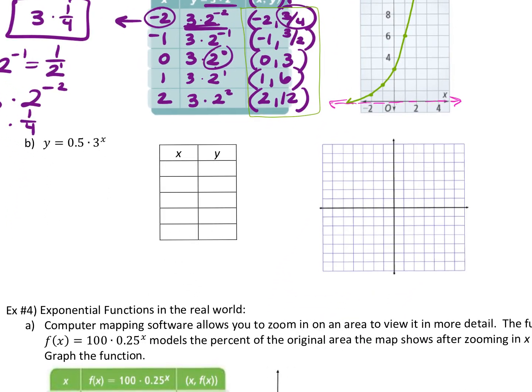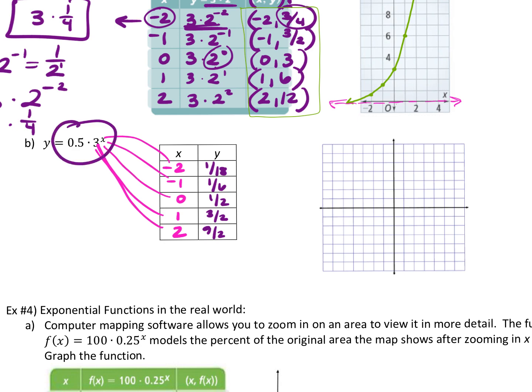Okay, letter B. So this is the same setup. I'm actually not even going to do this one with you right now. If you want to do this one, great. You'll plug in -2, -1, 0, 1, and 2. So you're going to drop that number in for all of these. Just so you're clear, if you do this one right now, your y values are 1/18, 1/6, 1/2, 3/2, and 9/2. So if you want to do this, this is what you should get. Okay, just make sure you're getting that when you calculate this. I'm not going to do it with you.